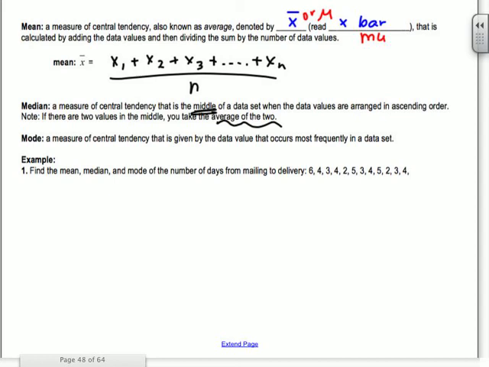So find the mean, median, and mode of these numbers. So you guys can try this. So mean, median, and mode. I'll walk around and help.